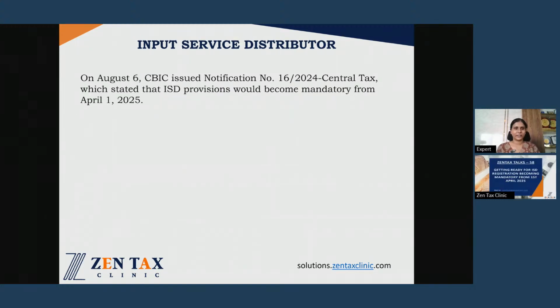The CBIC, by way of notification, that is notification number 16/2024, has provided that ISD provisions should be mandatorily applicable from 1st of April 2025. So the main motive of this webinar is to provide clarity on the ISD provisions, and also the ISD provisions are applicable from 1st of April 2025.